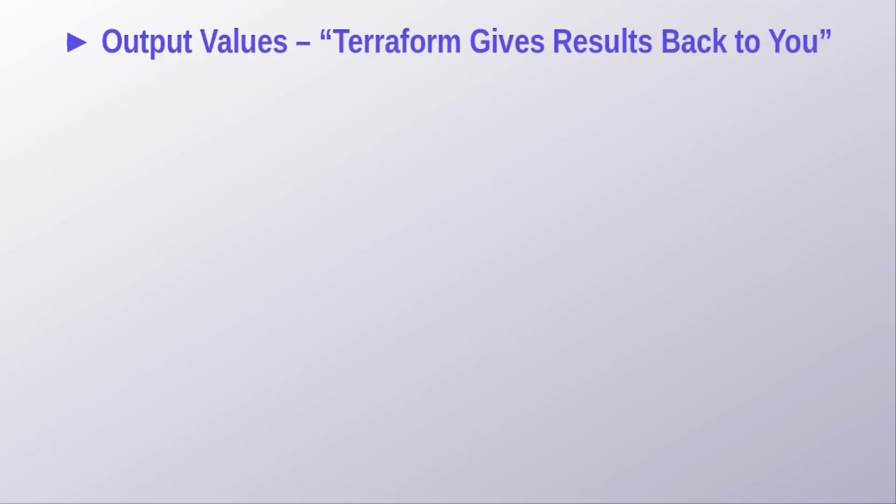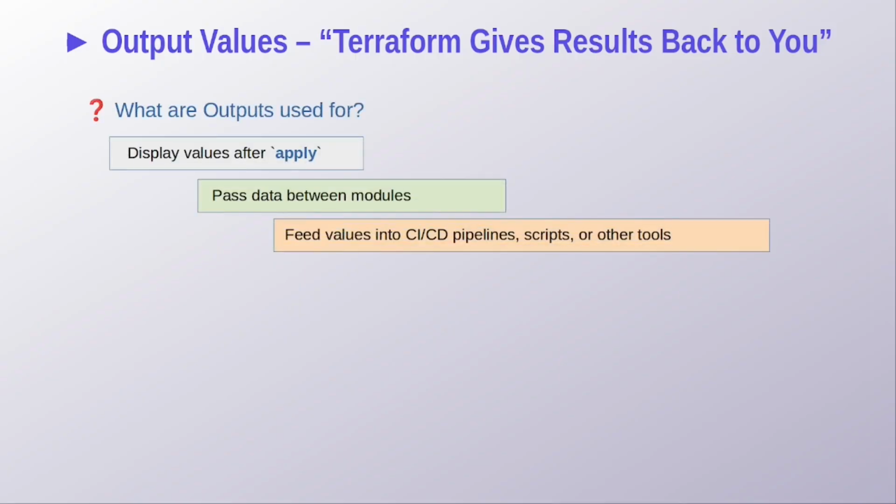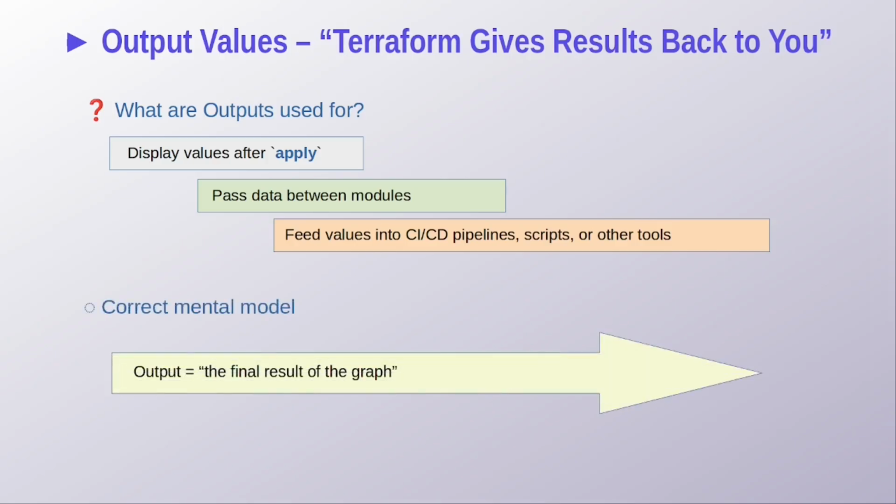Output values. What are outputs? Outputs allow Terraform to show values after apply, share data between modules, and pass values to a CI/CD pipeline. Example: EC2 public IP, ARN, load balancer DNS name. Correct mental model: output is the final result of the graph. Output depends on resources, not the other way around.